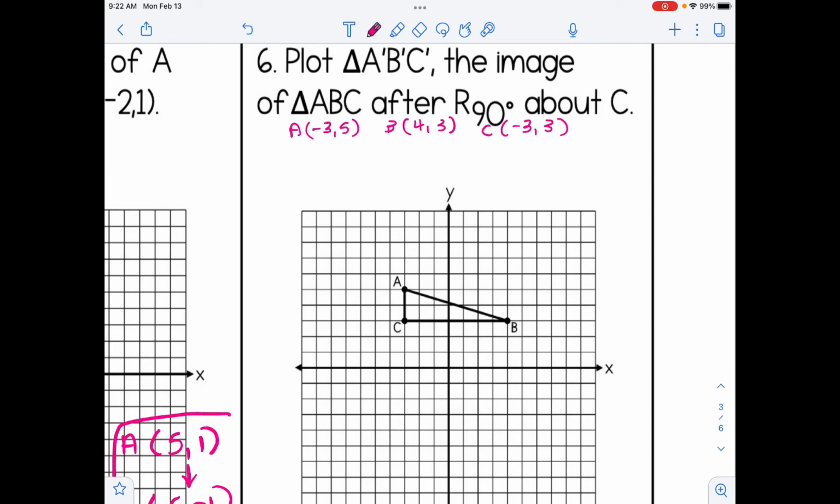So anytime you are using a point from the shape as the center of rotation, that point, remember, is a fixed point. It doesn't move. So I actually know C prime is going to end up being right on top of C. Okay, it's not going to change. That's our center though, so I'm going to repeat the steps from before. So step 1, draw in your new axes, making the center of rotation the center of those axes.